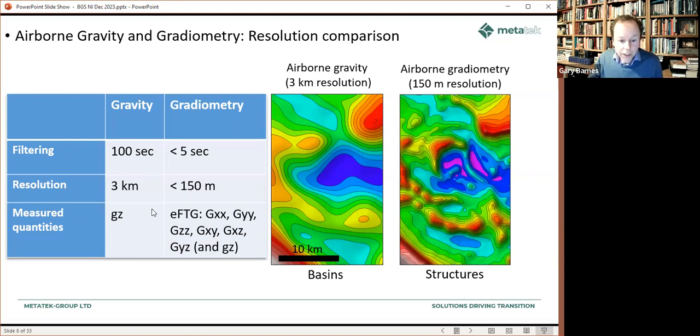So we can put some numbers on this, based on the resolution of the data. It's all down to how much the data is filtered, really. So I mentioned before, gravity data is typically filtered with 100 seconds. Gradiometry data is filtered much less, in fact, generally less than 5 seconds. And this gives you resolutions of 150 meters for that gradiometry data. So you can see changes in the geology over a length scale of about 150 meters. And this compares to a few kilometers when it comes to airborne gravity data.